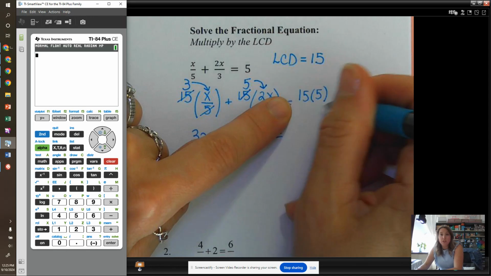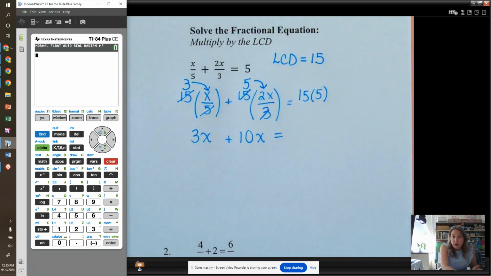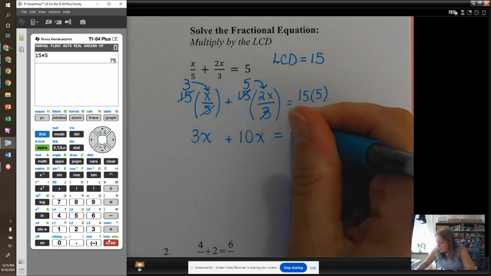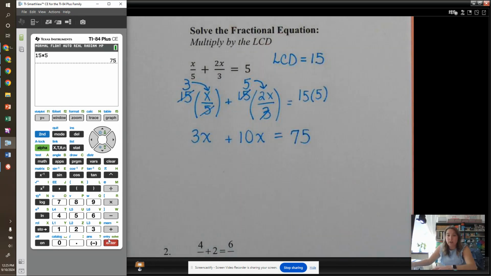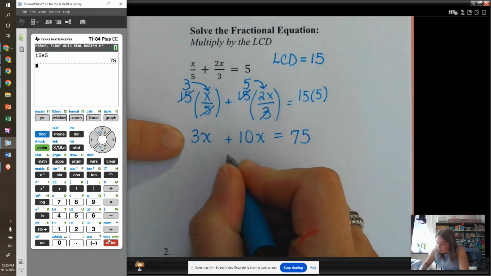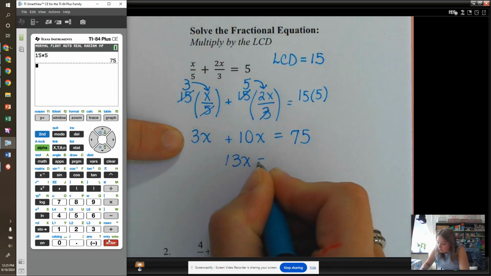Look over here. There is nothing that cancels out there with that because there is no denominator present. So we've got 15 times 5, which is 75 over here. Okay, great. So now we combine our like terms, right? So on the same side of the equal sign, 3x plus 10x is 13x equals 75.